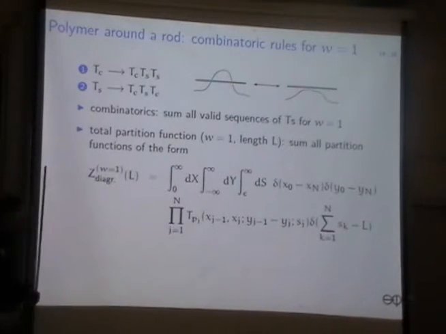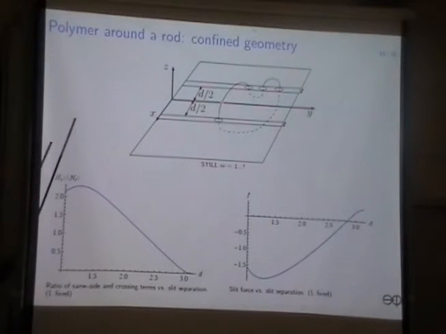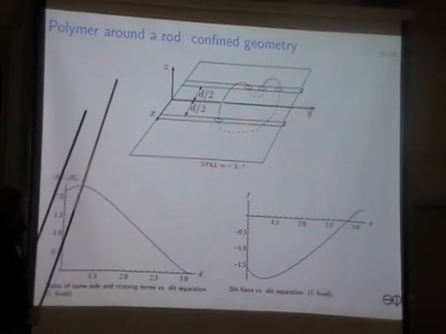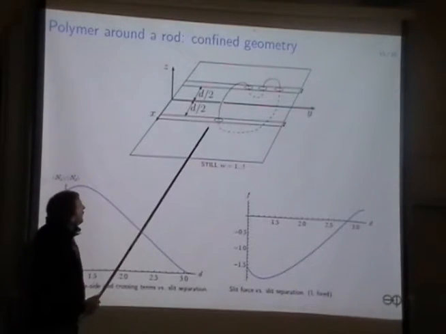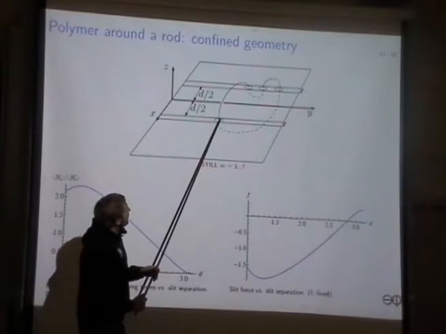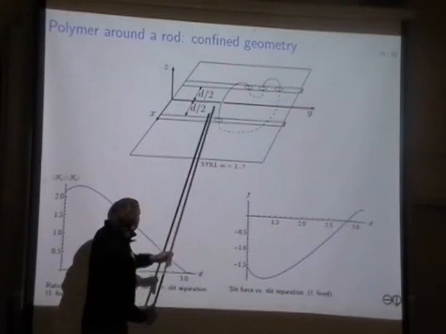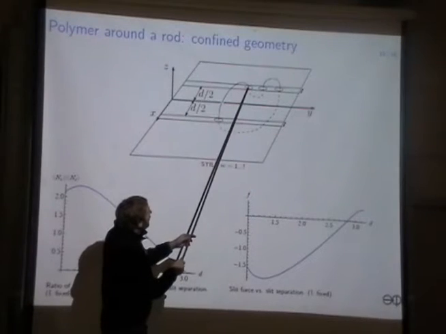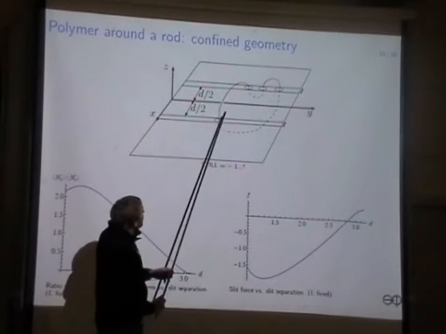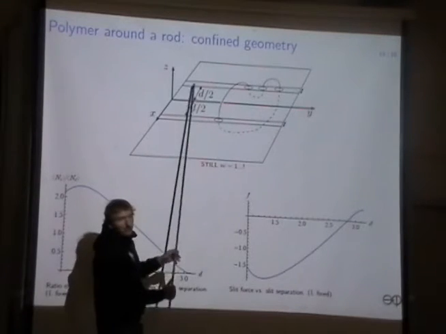Alright? Okay. So once you've done this, you can then calculate the free energy and take derivatives of it to get forces. So we considered this in the case of winding number 1. And then we thought, okay, let's modify this a little bit. So instead of just having it wrap around the rod, let's imagine that I take this polymer and I wrap it through 2 slits in the plane. So I take the plane, I cut 2 slits here, and now I wrap it through there. So that means the same side terms are constrained to all live in this slit here. And the ones that cross, then obviously have to cross a distance of d. So these 2 slits are a distance of d apart.